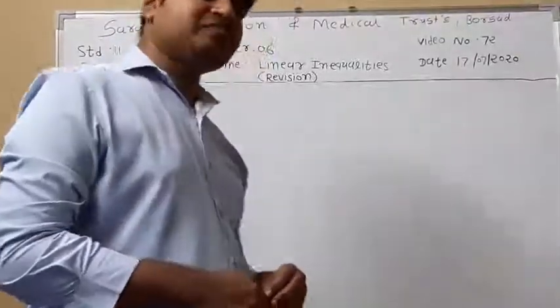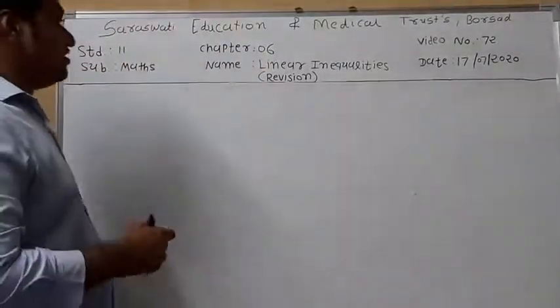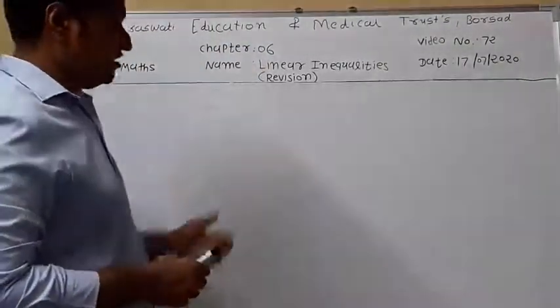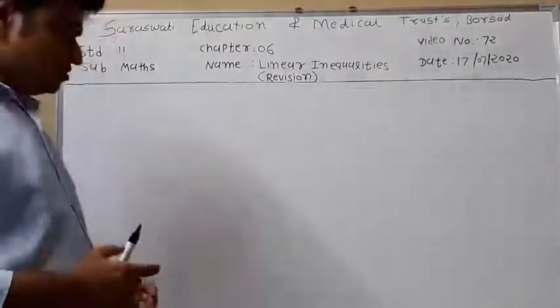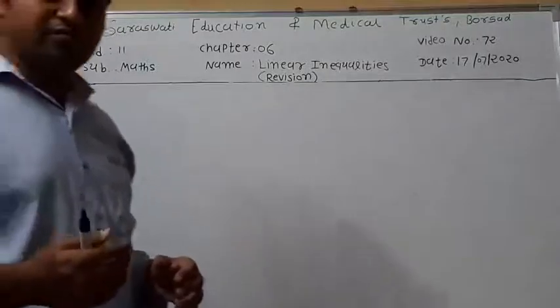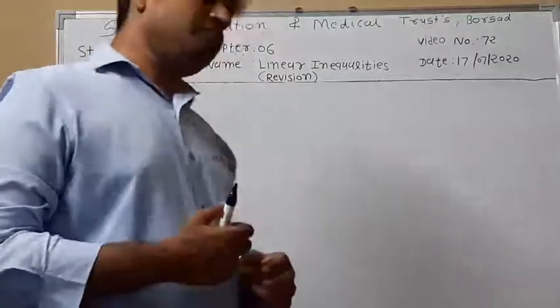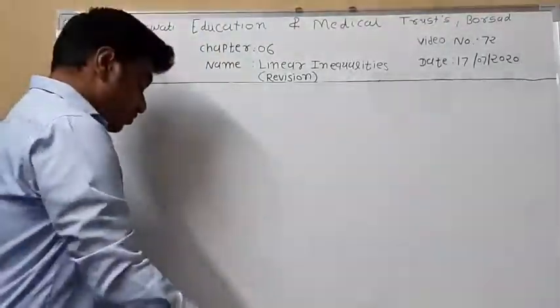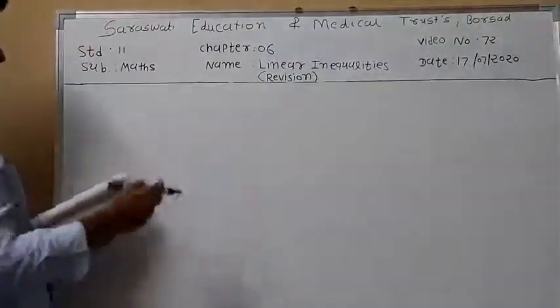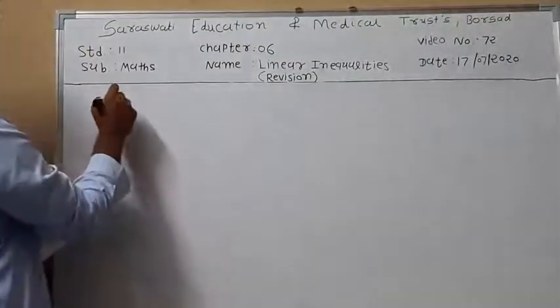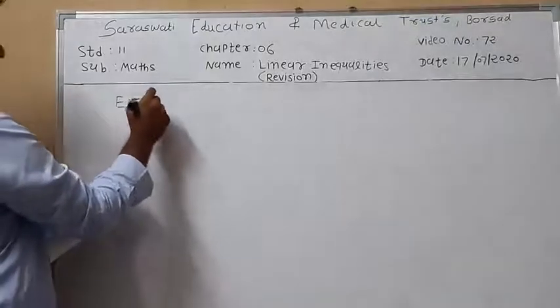Morning, students. Today we will discuss chapter number 6, linear inequality. First of all, we will discuss the graph of the solution on the number line, and after that some problem sums. So, one example is present.